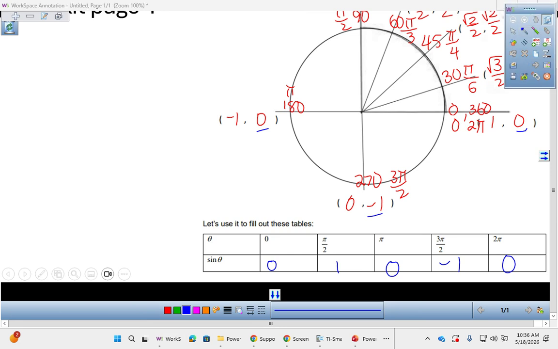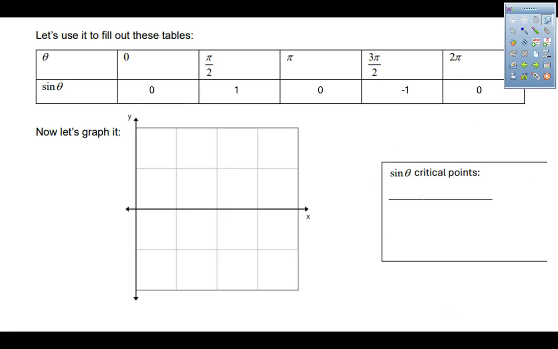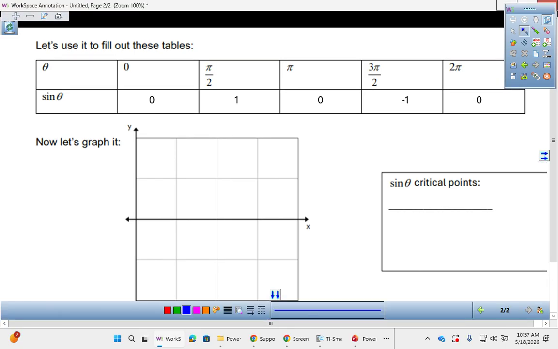So now that I have this table that I created, I can graph it, all right? So you have a graph on your paper, and we're going to graph it. The x-axis is the angle, so I'm going to go up by pi over 2. It's going up by pi over 2's. So on the x-axis, I'm going to label 0, pi over 2, pi, 3 pi over 2, 2 pi.